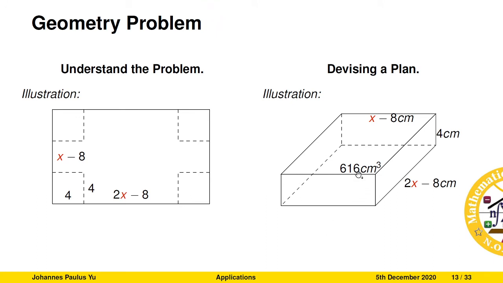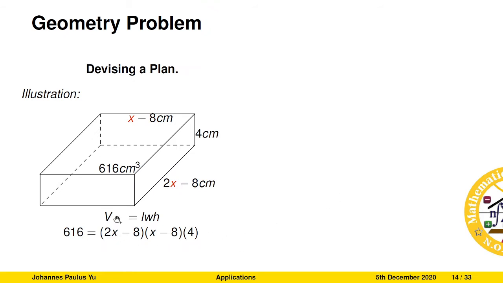Now, using this illustration, we know that the volume of a box is length times width times height. So the length is the quantity 2x minus 8, the width is x minus 8, and the height is 4. And this is in centimeters. I did not write the units so that it does not look too intimidating. And the volume is 616 cubic centimeters. Now, to solve for the value of x, we will be dealing with centimeters, so the unit is centimeters. I only removed it, but later on we will put it back.